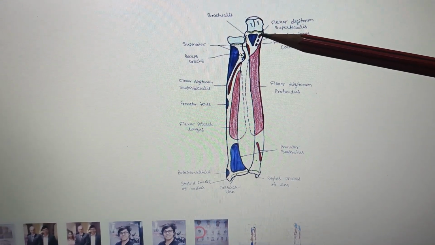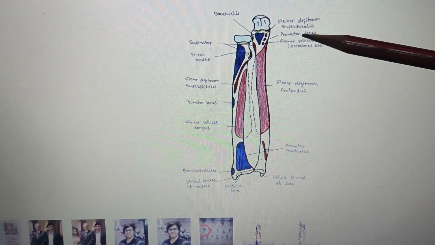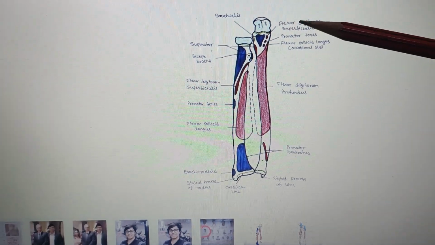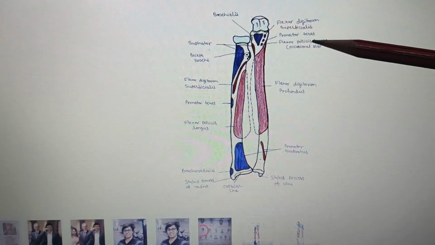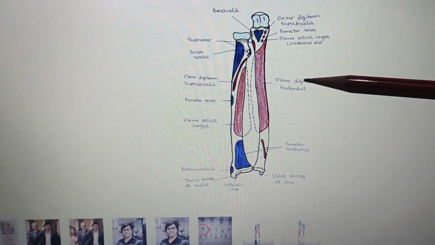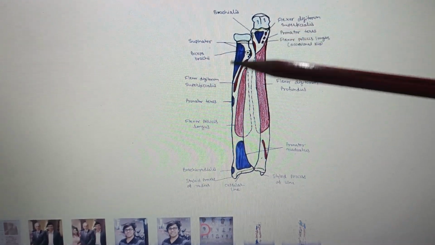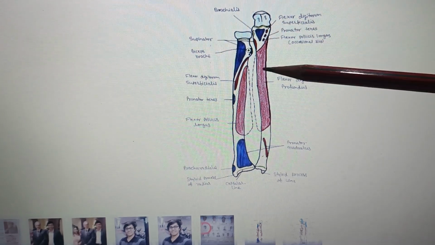And you can see the origin of flexor digitorum superficialis, pronator teres, flexor pollicis longus. So anything that says digitorum, flexor digitorum, pollicis, all these are going towards the phalanges, up to the phalanges or metacarpals. So you don't see the attachment here, you'll only see the origin. So all these are the origins.